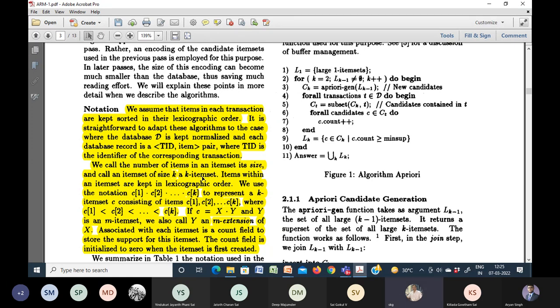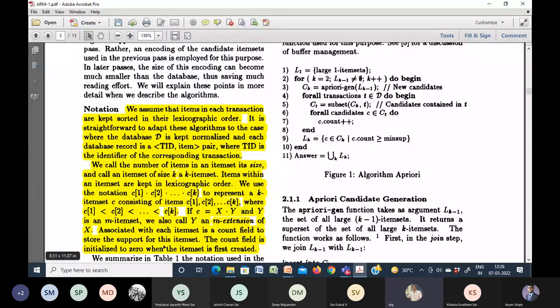So we use the notation C1, C2 to represent the k-item set. An item set C consists of so many items. If C is x.y, where x is an m-set, y is an m-extension of x. Associated with each item set is a count field to store the support of the item set.